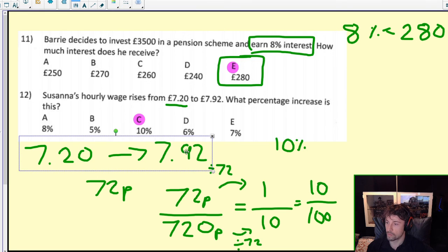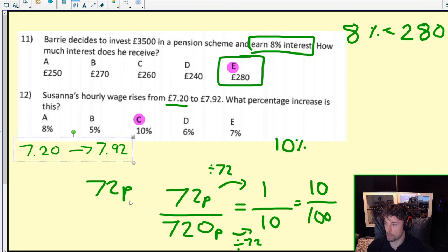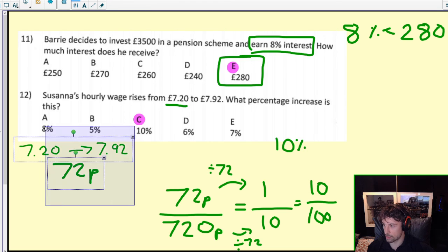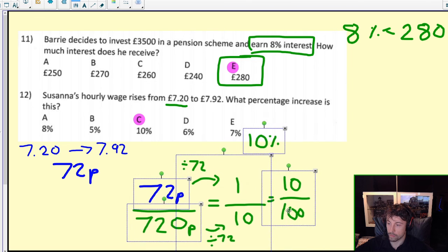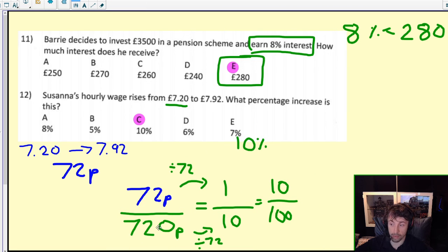So let's just make that look a bit neater. So that was how we worked out her increase. So it was a difference between the two. So first work out the increase, and that's where this 72 came from, and then divide it by her original amount, her total, and then work out whatever that fraction is as a percentage, and that's the increase.